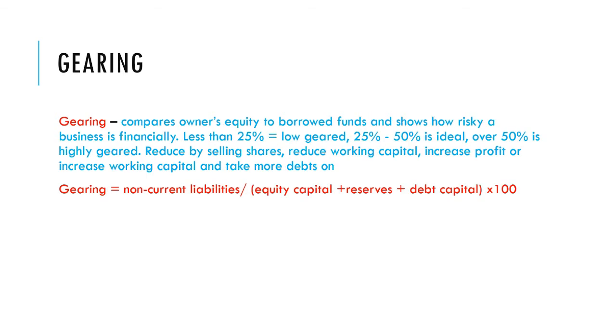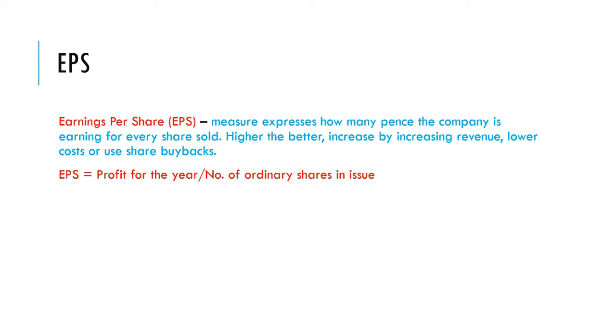Gearing is the next ratio, and it will compare an owner's equity to the borrowed funds, and it will show how risky a business is financially, essentially how much of the business is financed through loans and borrowing. If it's lower than 25%, then the business is low geared. 25% to 50% is ideal, and then over 50% is highly geared. You can reduce your gearing by selling shares, reducing working capital, increasing profit, or increase working capital and taking more debt on. So the gearing equation is non-current liabilities divided by the equity capital plus reserves plus debt capital times by 100.